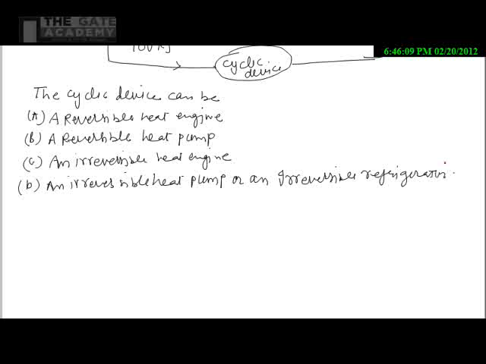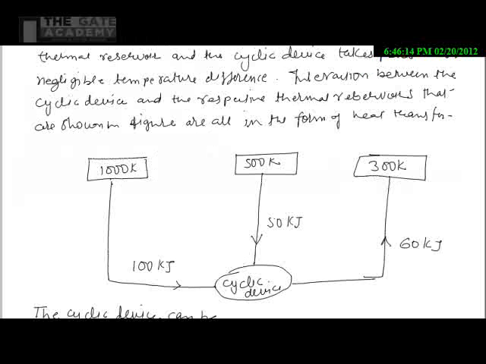So now let's solve this problem. Here, if you see, the cyclic device is taking heat from the high temperature reservoirs, that is at 1000 Kelvin and 500 Kelvin, and it is rejecting heat to the low temperature reservoir, that is at 300 Kelvin temperature. So behavior-wise it is looking like a heat engine, but it may be an irreversible or reversible heat engine.